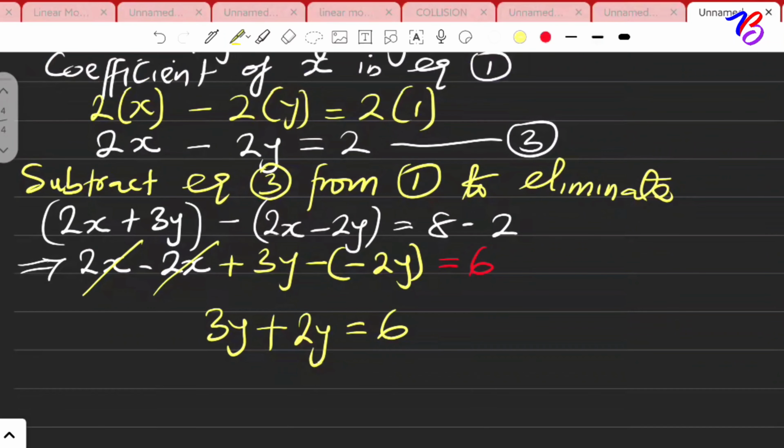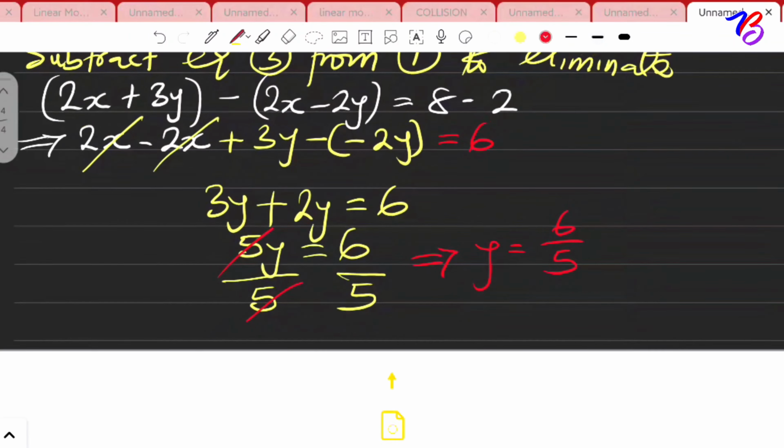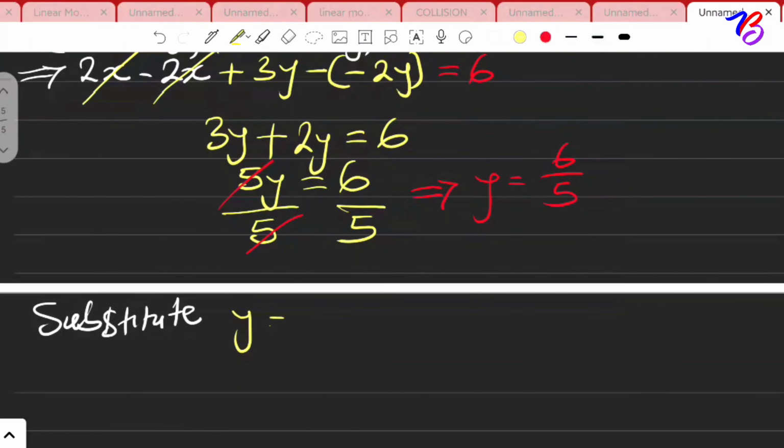So what do we have left? 5y is equal to 6. Divide through by 5. 5 cancels out 5. So y is equal to 6 over 5. Is that clear? So that is that for that. Let's solve for x now. So we're going to substitute y is equal to 6 over 5 for x. If you observe, this answer is the same as the first method, substitution method.